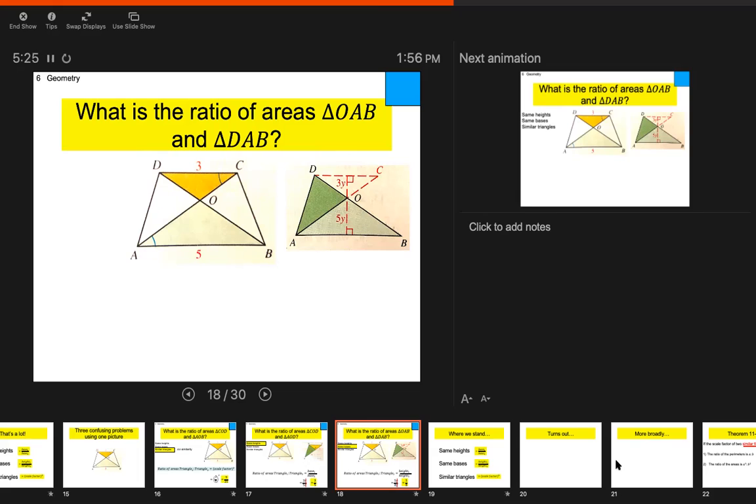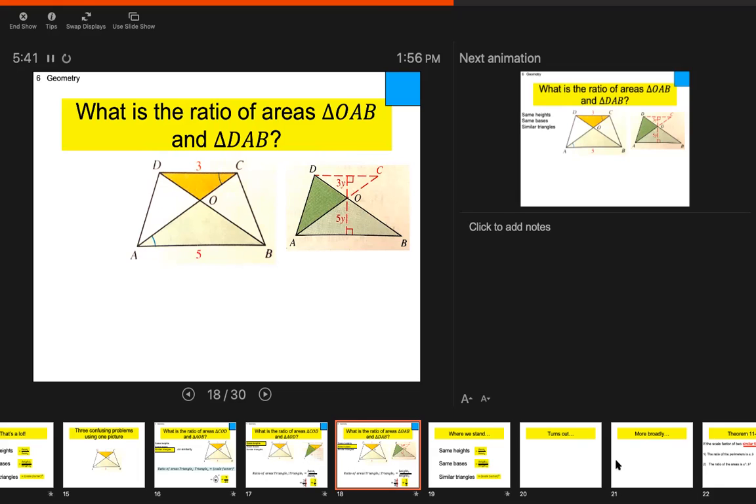It's a math teacher thing. Don't give it away. You are. McKinley, where is DAB? It's the big triangle. So why did he say that 8y is the height? Oh, by the way, he's wrong.